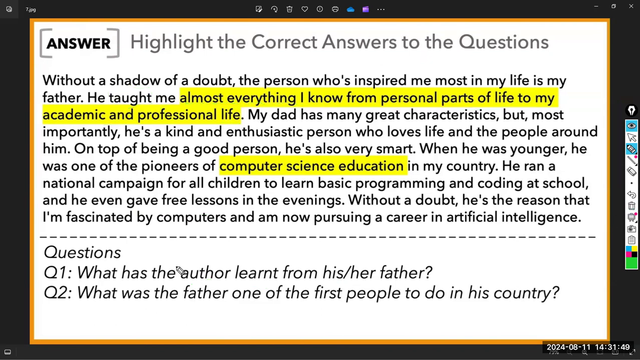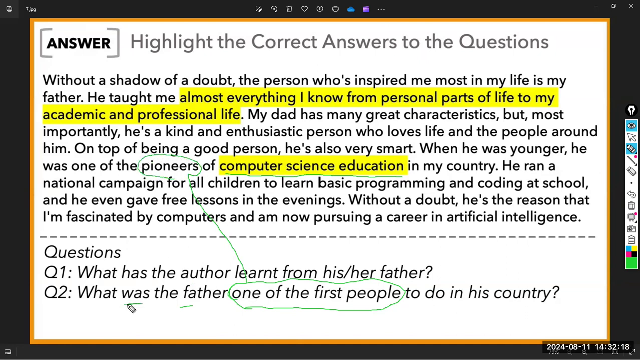Now, question number two. What was the father one of the first people to do in his country? So we notice, guys, that the answer is computer science education. Let me tell you something again about synonyms. Notice the meaning of one of the first people is what? Is pioneer.